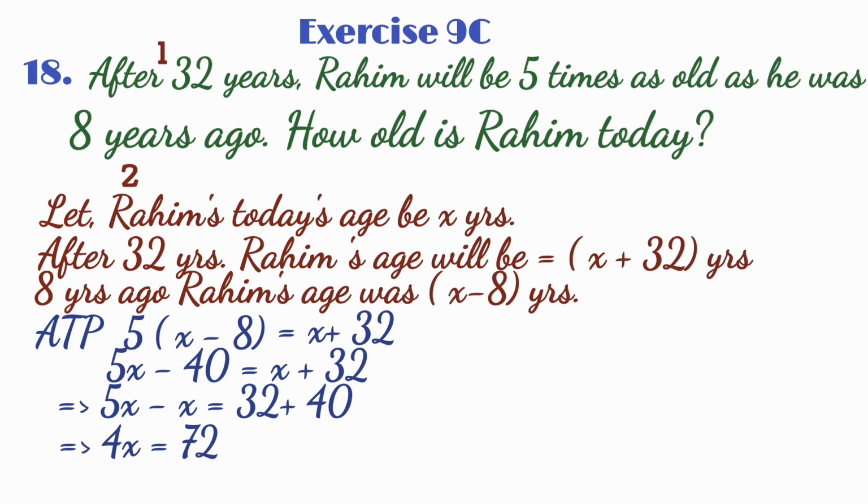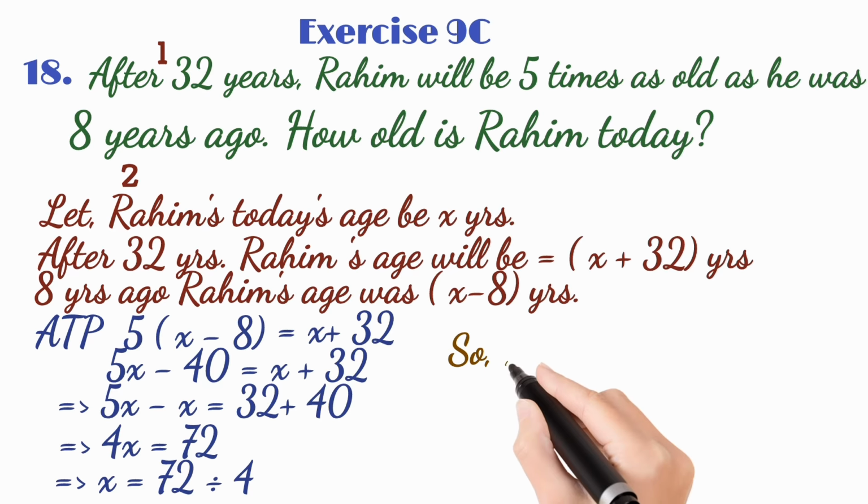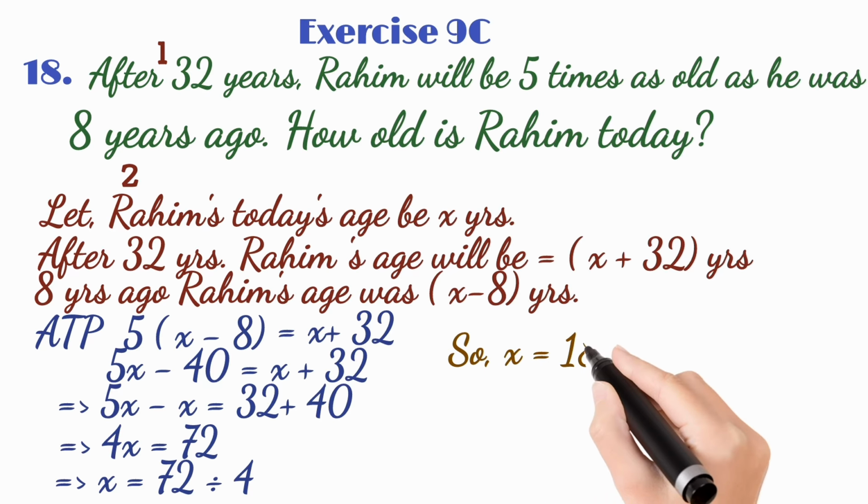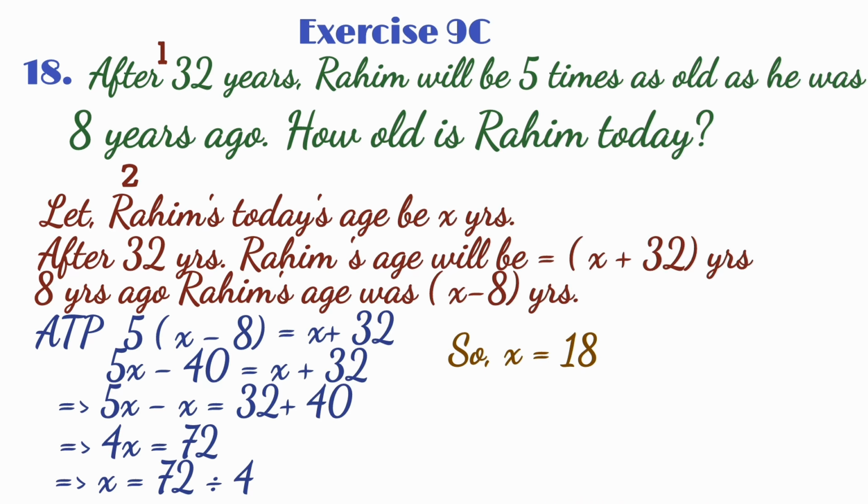Now easily all of you can find the value of x. So x equals 72 divided by 4. If you divide, then you will get x. The value of x means Rahim's today's age. That is what? 18. So Rahim's today's age is 18 years.